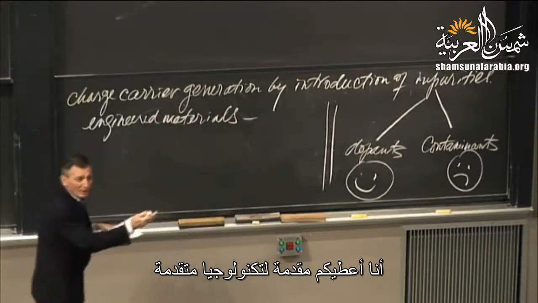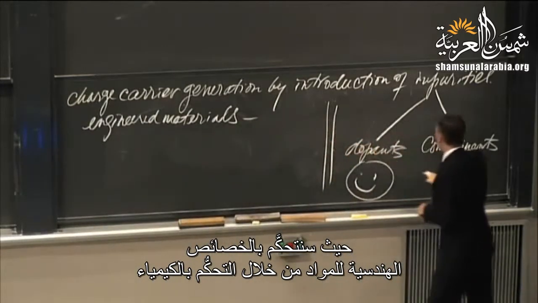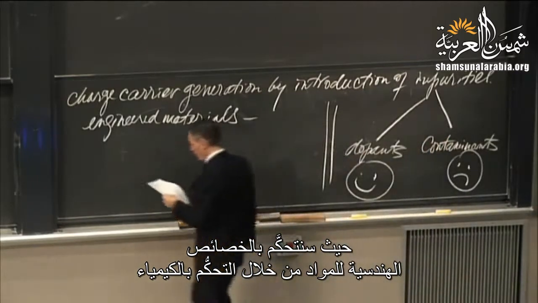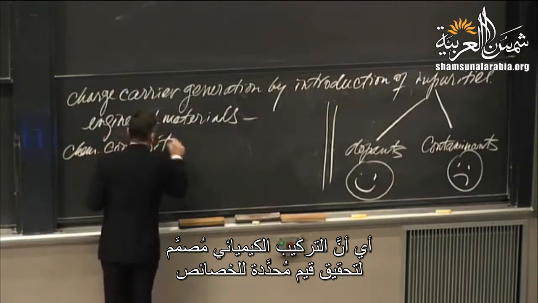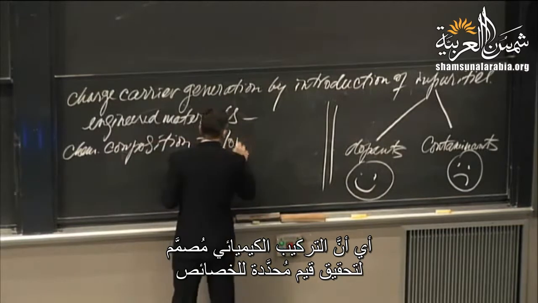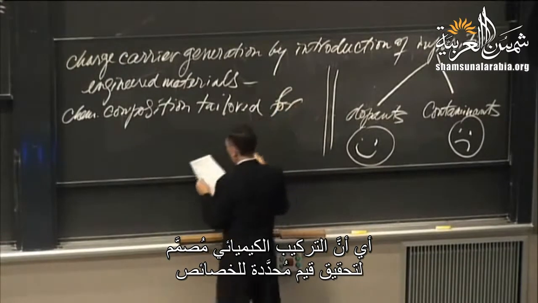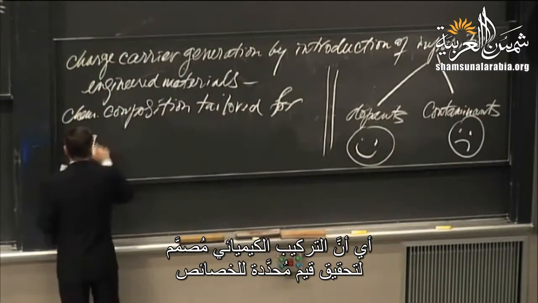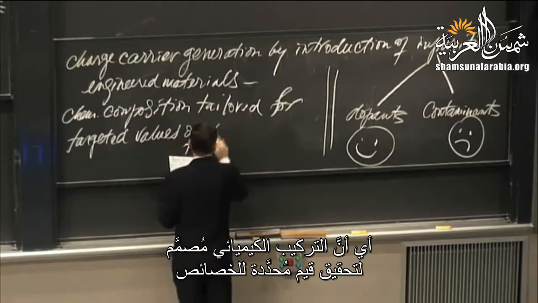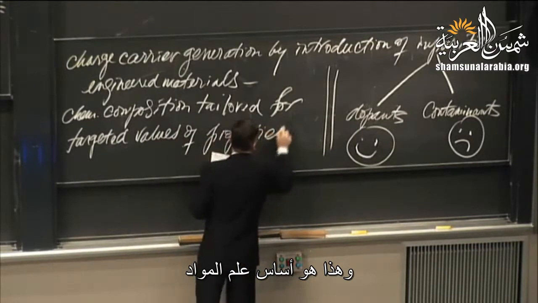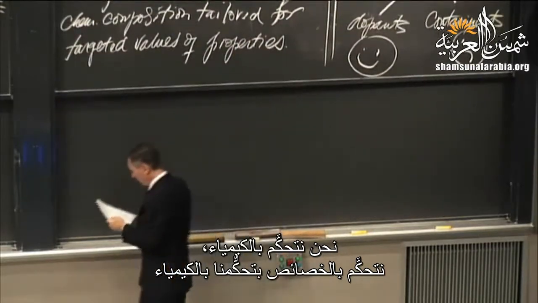So I'm giving you the introduction to high technology, where we're going to control the engineering properties of a material through control of chemistry. That's chemical composition, tailored for specific, targeted values of properties. And that's the essence of material science. We control the properties by controlling the chemistry.